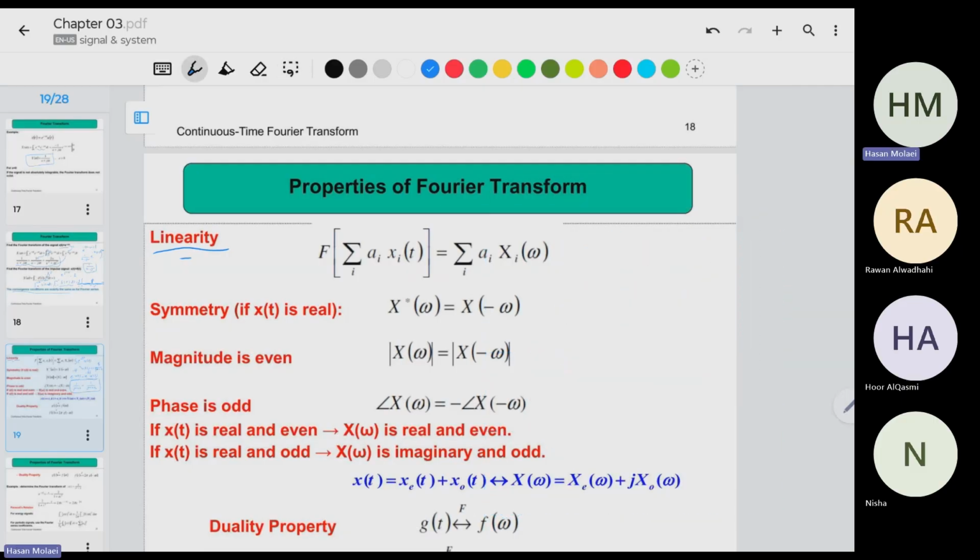Okay, as an example, who can tell me e to the power of 5t u(minus t)? What is the Fourier transform of this waveform?